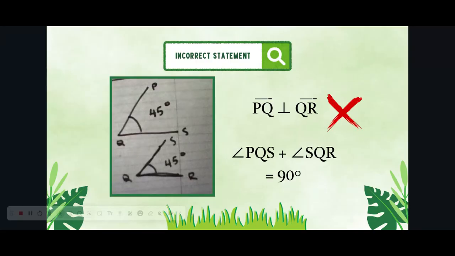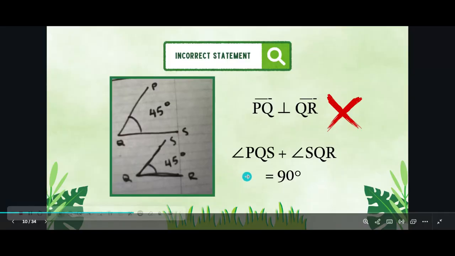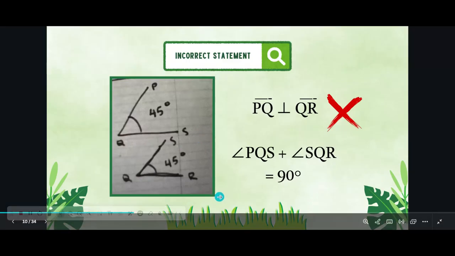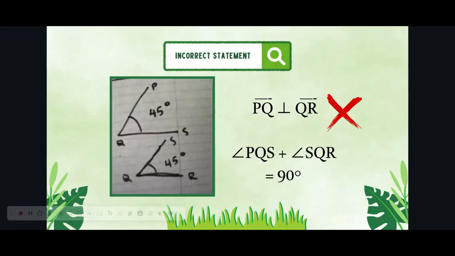Now, note that if two angles add up to 90 degrees, they are only called complementary. They are not perpendicular unless they are adjacent, meaning they share a side and a vertex. So if angle PQS and angle SQR are not touching, but still add to 90 degrees, they are complementary, but you can't exactly say that the lines are perpendicular. To say something like PQ is perpendicular to QR, the angles must be adjacent and form a right angle at the corner. In this example, angle PQS and angle SQR are separate, so they are only complementary and not perpendicular, because they are not adjacent and do not share a side or a vertex.